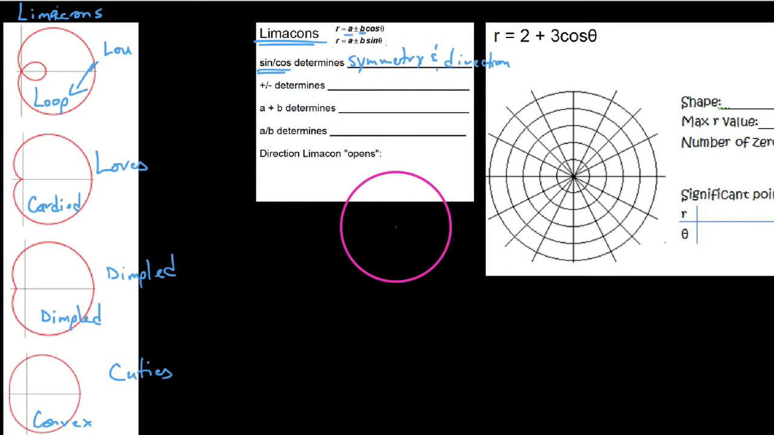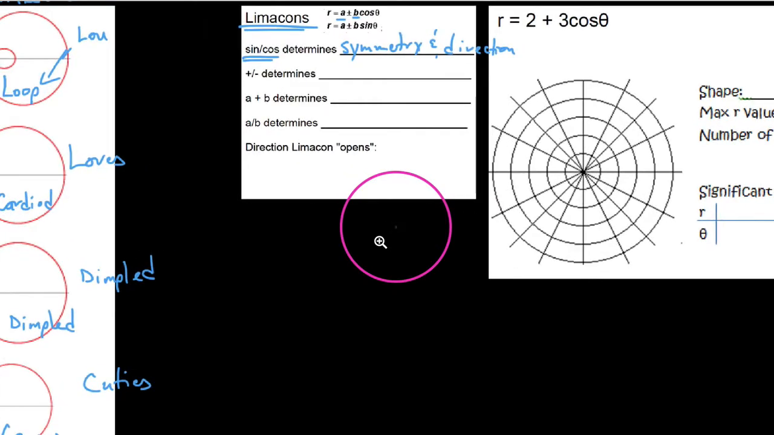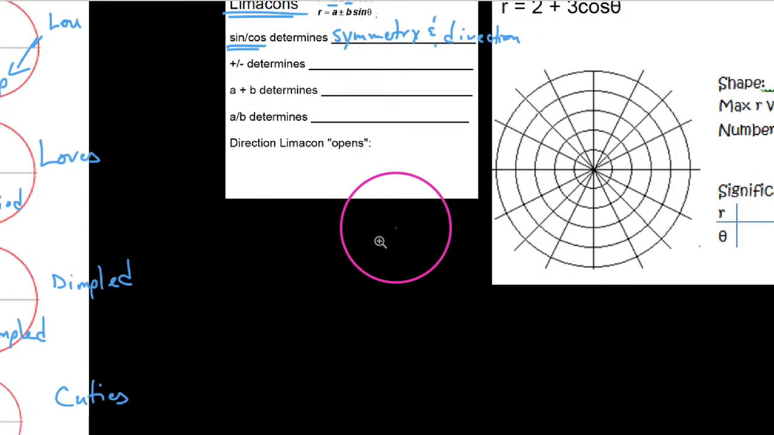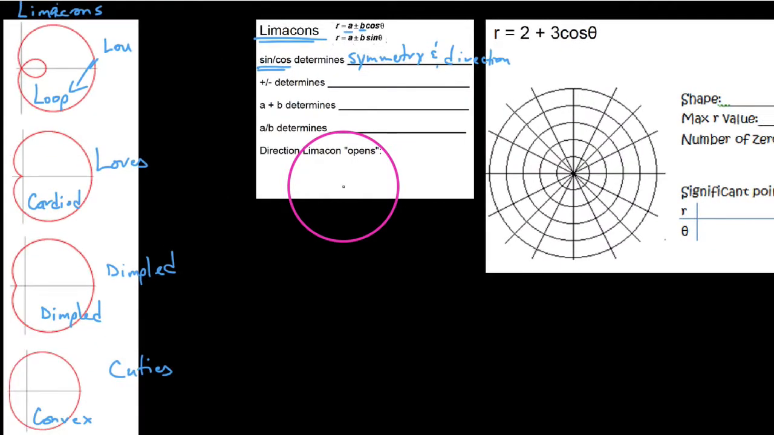What we're going to write here is that plus or minus on our b value determines the direction it opens. Loosely speaking, the direction it opens, okay?